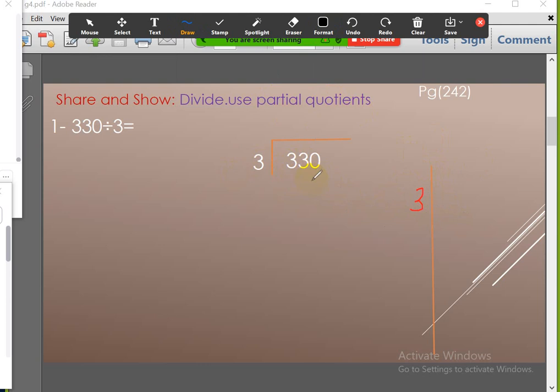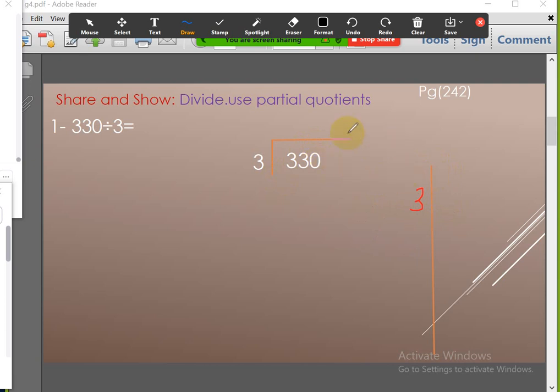330. Thank you, Kinda. Okay, then, okay, you can send it today. That's okay, don't worry. So which number I will choose it to multiply it with the divisor? Look, I have here, Kenzie said 100. Very good, Kenzie. Very good, your answer is correct.